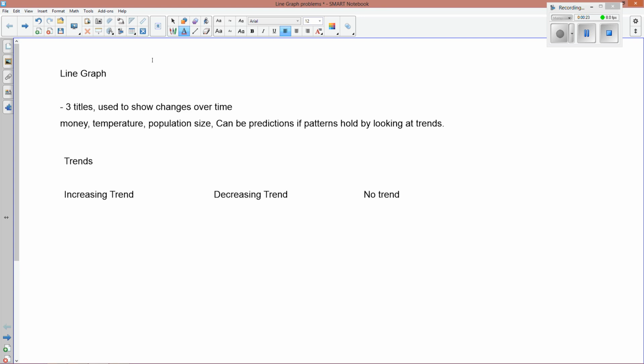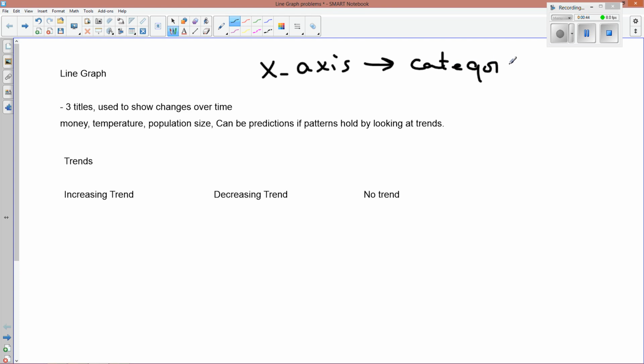So line graph, three titles. They're used to show changes over time, so they're similar setup to bar graphs with our x and y axes. The x-axis usually is used for the categories again. Forgot to type that, so we'll just write that out. So your x-axis is usually used to have the categories, like days or something like that. Days. Y-axis as the numbers scale, numbers. Right, similar to bar graphs.